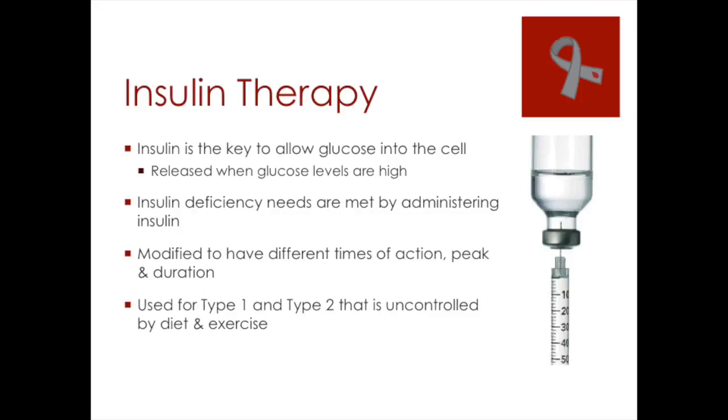Insulin therapy. Insulin is the key to allow glucose into the cell. It is released when glucose levels are high. Insulin deficiency needs are met by administering insulin. It is modified to have different times of action, peak, and duration. Insulin is used for type 1 and type 2 diabetes that is uncontrolled by diet and exercise.